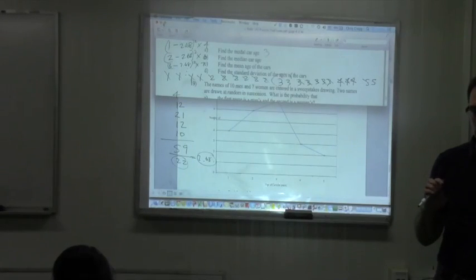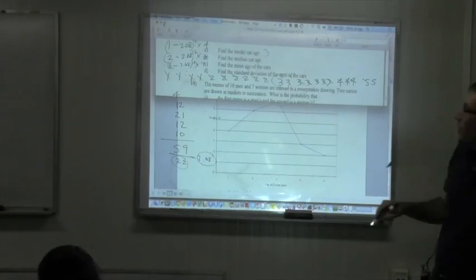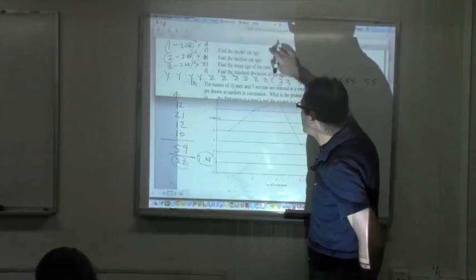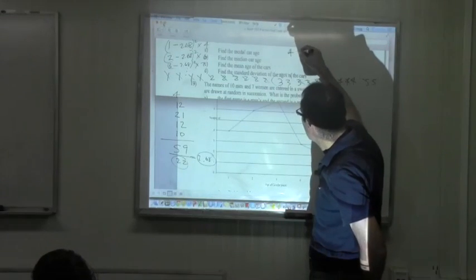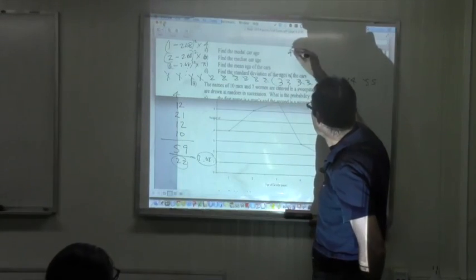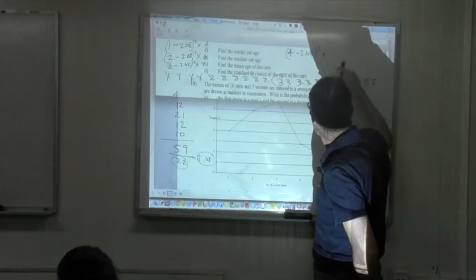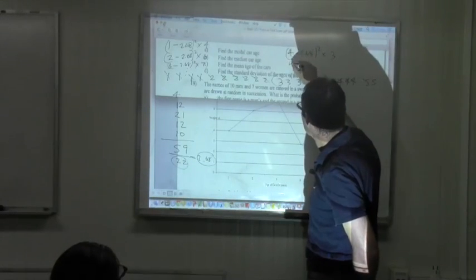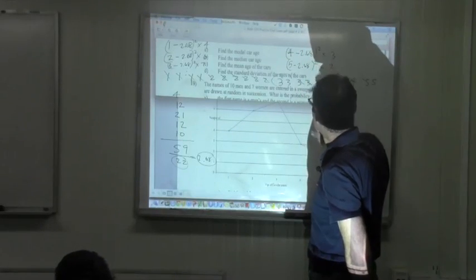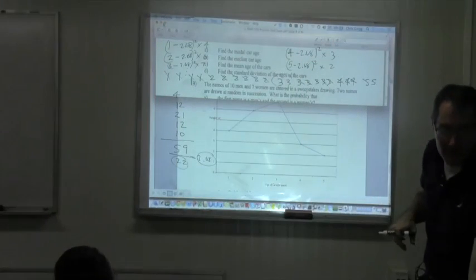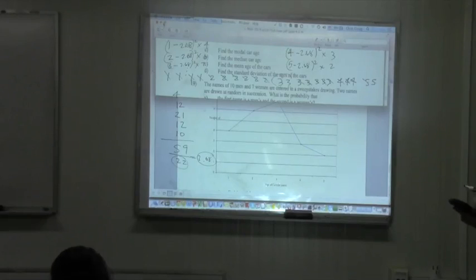We'll make sure we got the right answer here. 3 minus 2.68, and then you're going to do 4 minus 2.68 squared times 3. And then you're going to do 5 minus 2.68 squared times 2. I'll do this on my calculator.